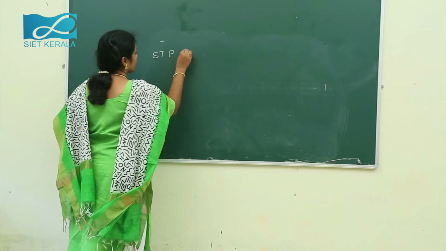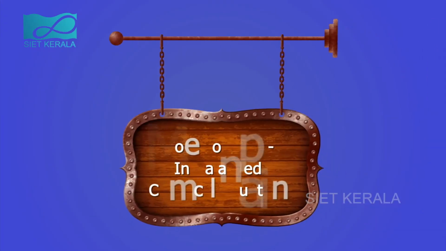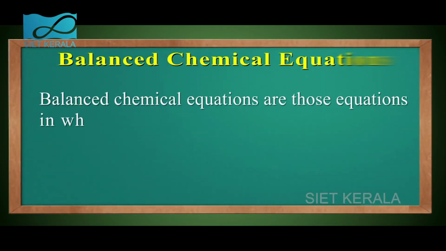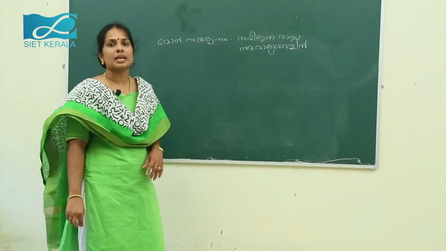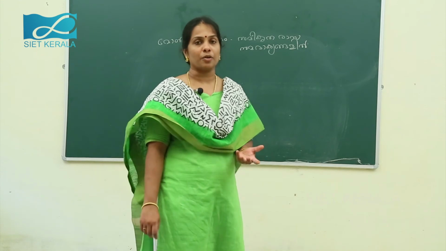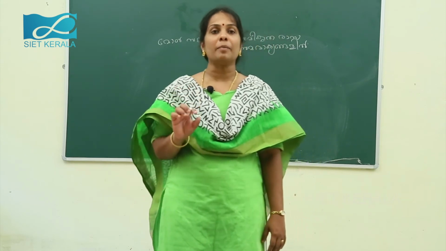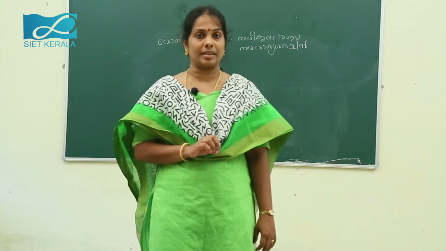Now we will check how to calculate the number of moles at STP. Mole concept and chemical equation. Do you know what a balanced chemical equation is? Balanced chemical equations are those equations in which the number of each type of atom is made equal on the reactant side and the product side.